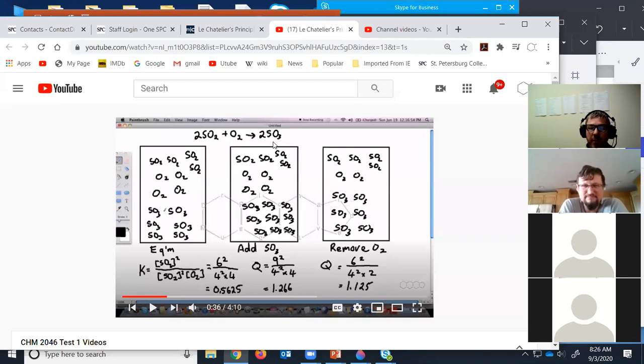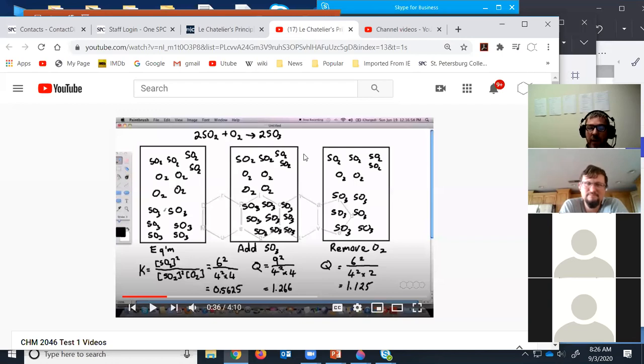Now, from an intuitive point of view, if we don't use math here, here's what we know. If we're adding in a bunch of SO3, then what's going to happen is the reaction's going to shift in such a way that we use up that SO3 that we just added. That means it will go towards the reactant side. I'm just saying, look, I'm adding a bunch of SO3. The reaction's going to say, oh, look, I've got all this extra SO3. What am I going to do with it? I'm just going to turn that into reactants. And that's how it's going to get closer to equilibrium.